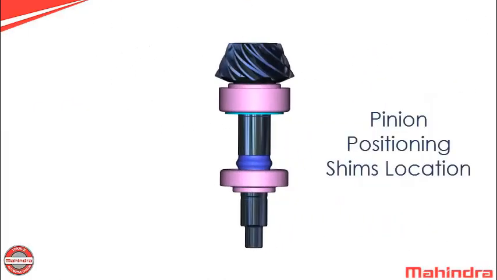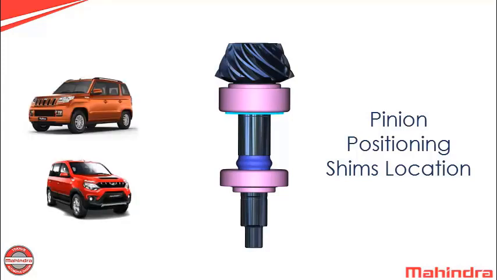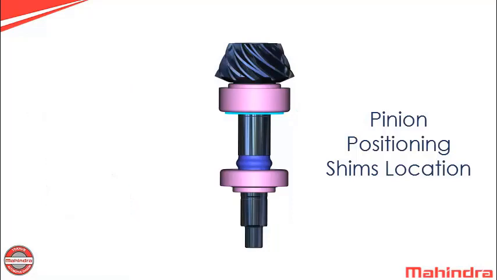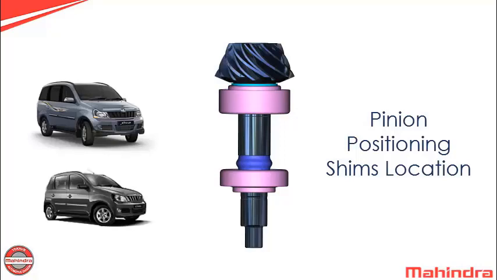Pinion positioning shims location. Remember, for Mahindra vehicles Neosport and TUV300, the pinion positioning shim location is below the pinion head bearing cup in the housing. Similarly, in vehicles like Xylo and Conto, the pinion positioning shim location is between the pinion head and the pinion head bearing cone.